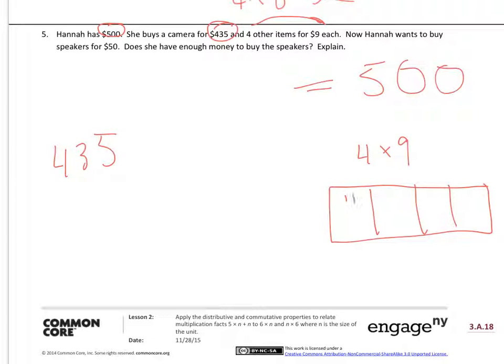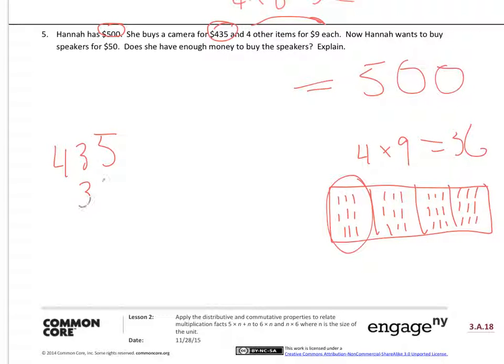And I can do 1, 2, 3, 4, 5, 6, 7, 8, 9, 15, 16, 17, 18, 27, 28, 29, 30, 34, 35, 36. 36 is what I got. There's 9 in each group. There's 4 groups, so that equals 36. So we're going to add that 36 on over here to the 435.